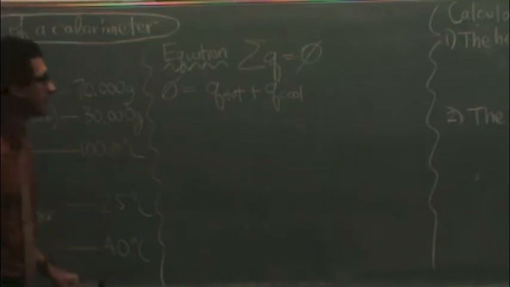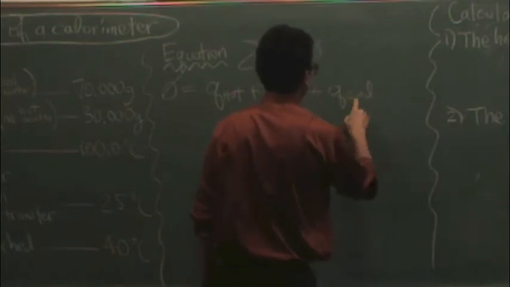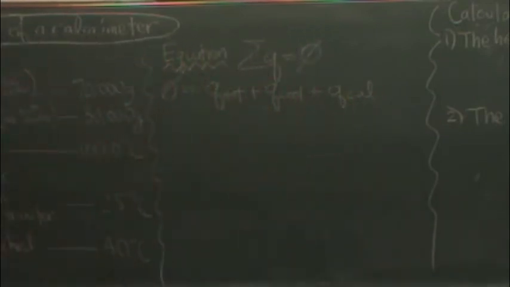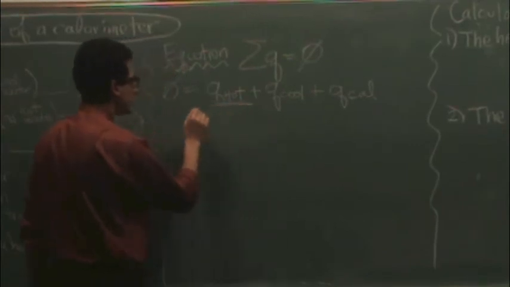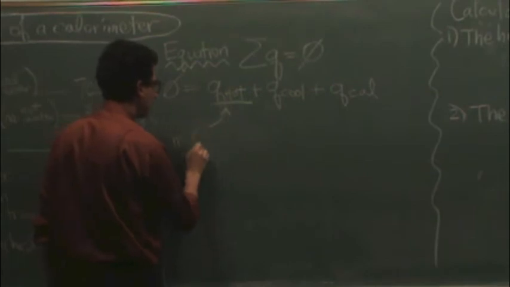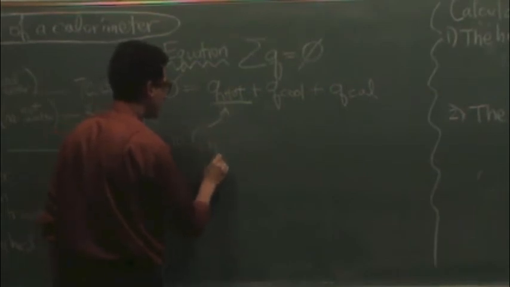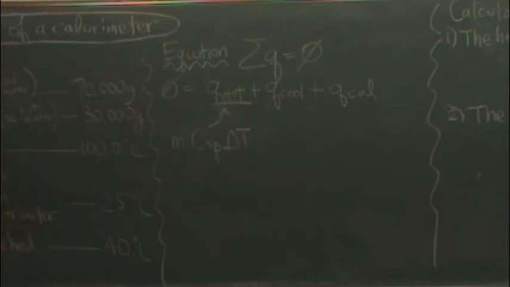And then finally, you also have the calorimeter, your cup. So I'll write cal for calorimeter. That is also warming up. So those are the three things that you're going to have in there. Now, let's break down all three of these. For Q hot, really all the formulas are going to be the same. They're going to be M, C, SP, delta T. All three formulas will be the same thing.